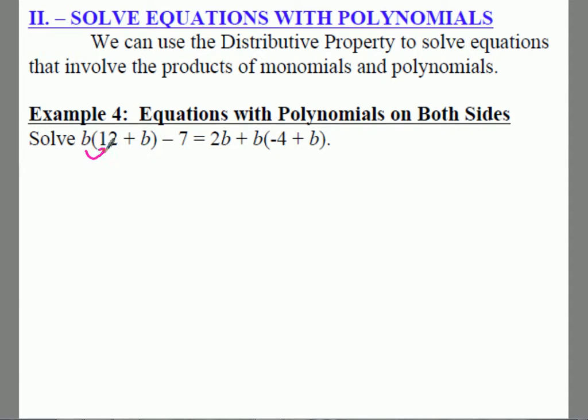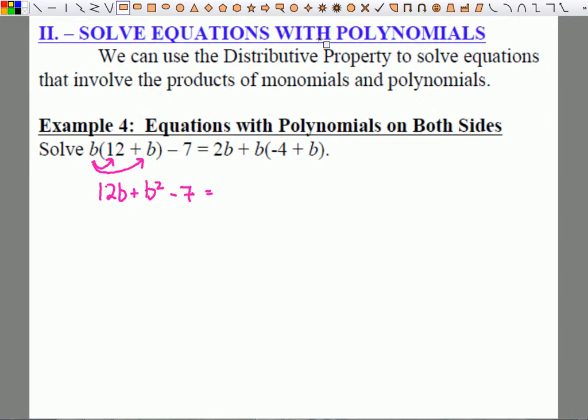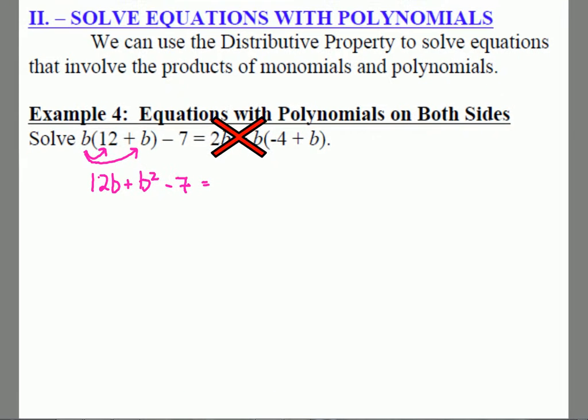our b to our 12 and your b to your b. So that's going to give us a 12b plus a b squared. And then we have -7. Now do not, and this is a common error, do not, I know some of you want to really bad, but do not try to add your 2b and your b together to make a 3b. That is not what we want to do.